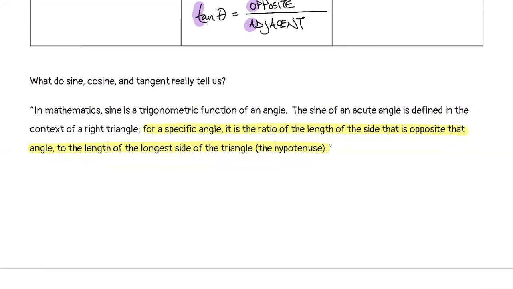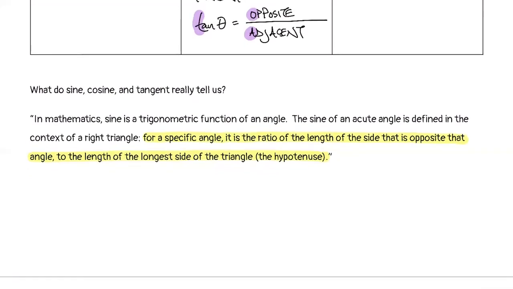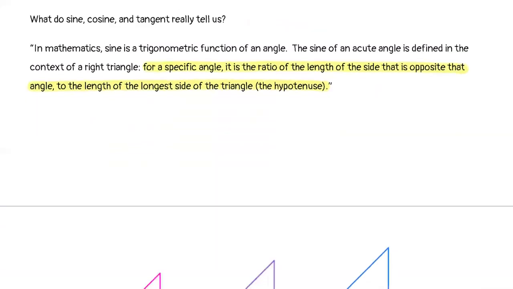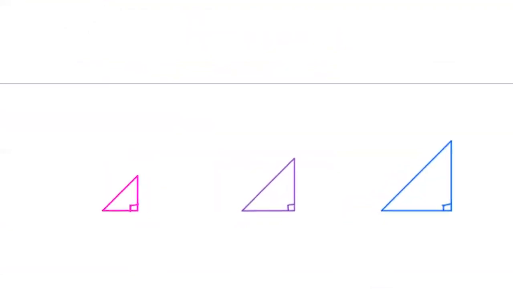Now, what do I mean by that? I mean that when you use your calculator to find sine, cosine, tangent, and it spits out a number, how do they know what number to spit out? Okay. So let's take a look at some triangles.